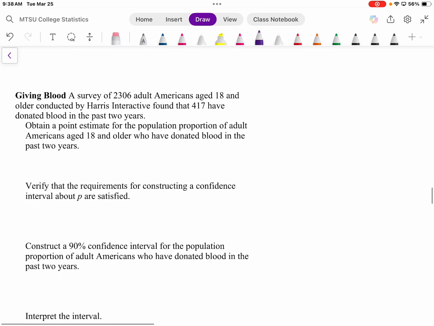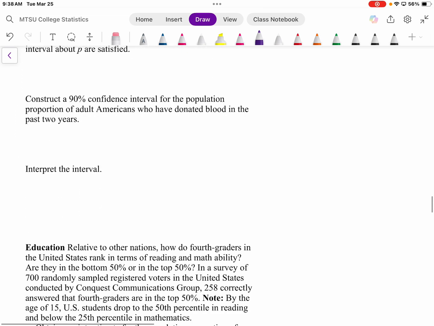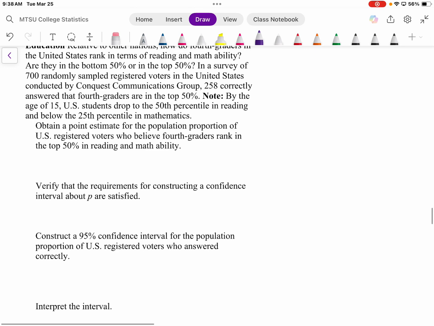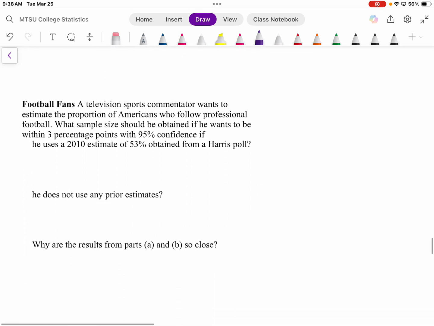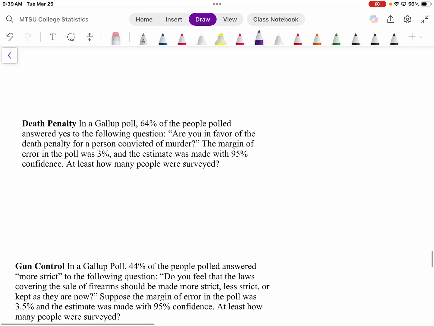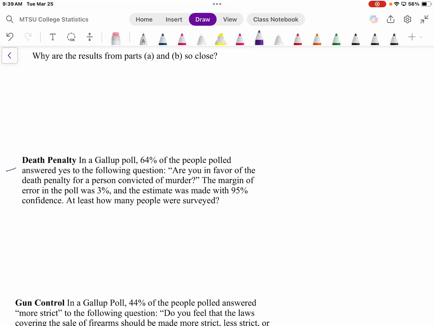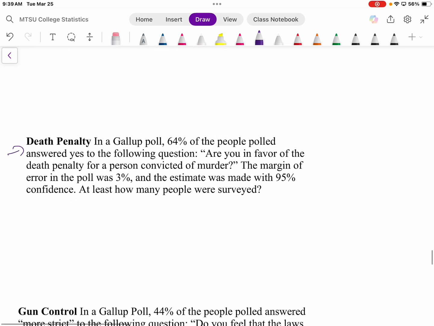I'm just trying to see if there's one that we can start with that actually wants us to find the minimum sample size. No. Okay. Oh yeah, they do down here, the death penalty. All right, let's do that one real quick. And then we'll come back and we'll do some of those other ones. All right, so death penalty.